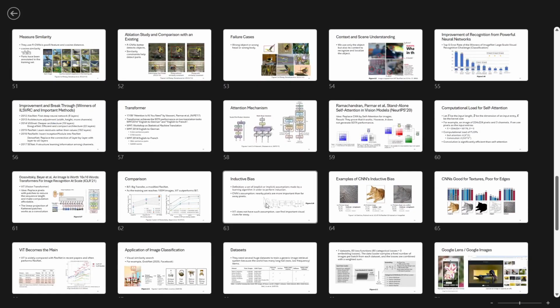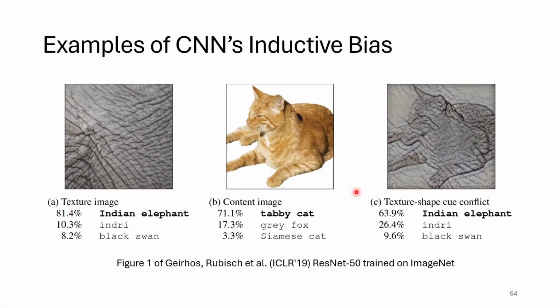So, in this paper, they show an interesting result. Let's use this example to show the CNN's inductive bias. This is the skin of an elephant, and of course, this is a cat. If they combine the texture of this elephant and the shape of the cat, they will generate this image. And what will be classified by a neural network for this image? Well, it will be classified as an elephant.